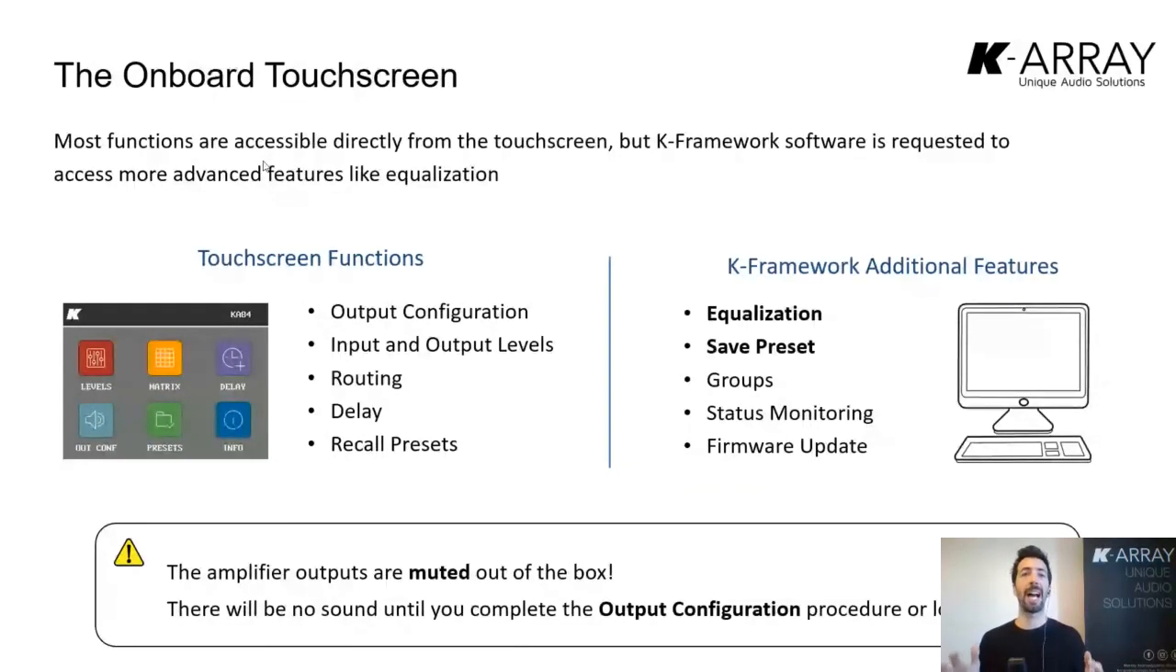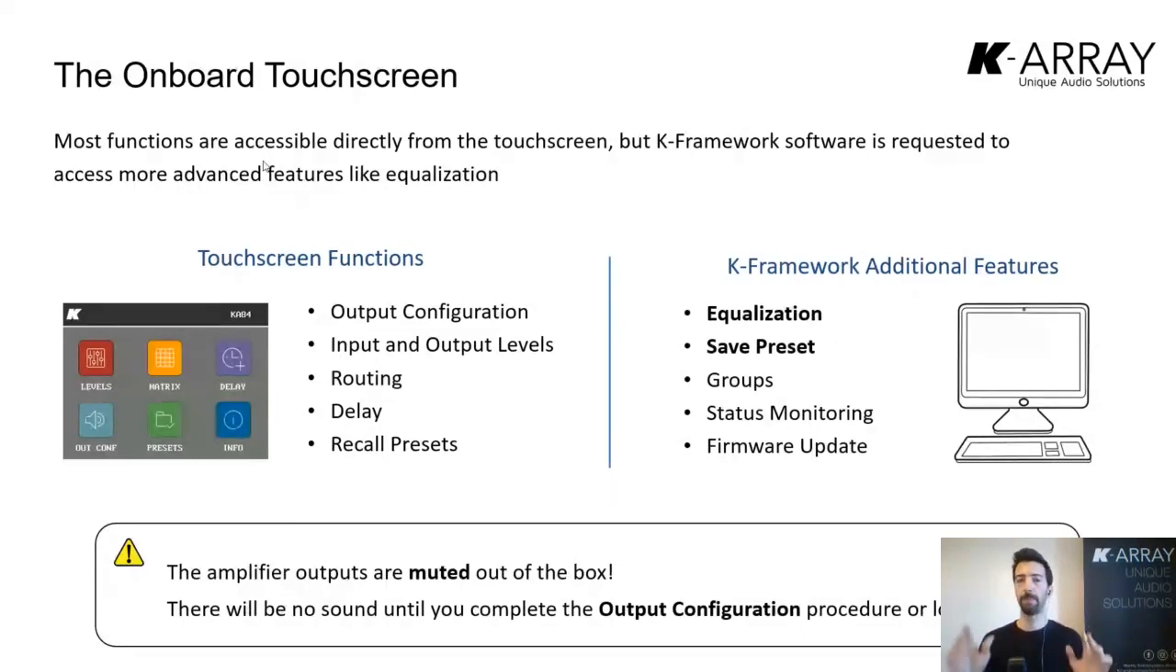The most important is output configuration. So that's the page where you can specify which speakers are connected to which outputs, so that the amplifier can load the proper settings to drive those speakers. I will show you that, of course, in detail. Then you have volumes, input and output, routing, so input to output matrix. You can adjust the delay, and you can recall presets. So if you have saved some presets in the amp, you can recall them from the touchscreen.